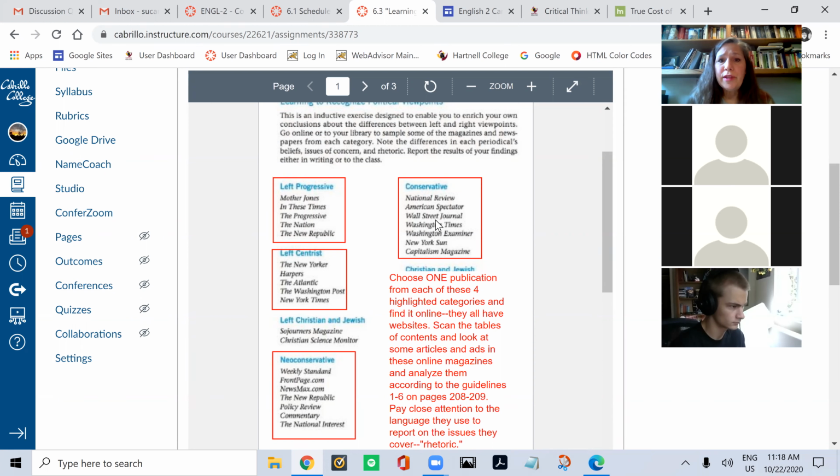They are reporting on things that happen from a particular political viewpoint. This one is reporting from a conservative viewpoint. This is reporting from a left progressive, left centrist, and neoconservative, right? You guys know what I'm talking about here, right? Left versus conservative, liberal versus conservative, left versus right. Democrat versus Republican in the US. That's the breakdown of politics, basically, fundamentally in the US.